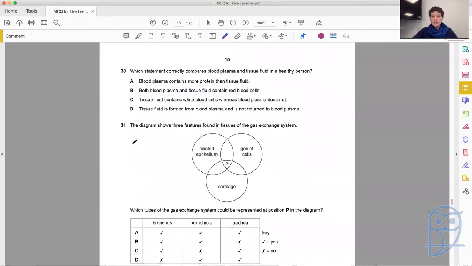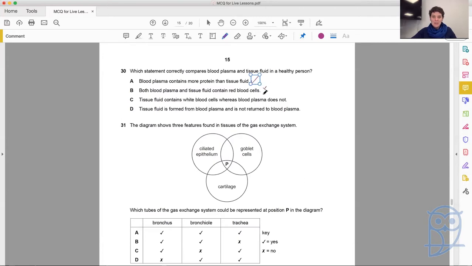So question 30. Still sticking with human transport, but something slightly different. Which statement correctly compares blood plasma and tissue fluid in a healthy person? Blood plasma contains more protein than tissue fluid. Absolutely. Because those proteins can't get out of the plasma. They're too big.